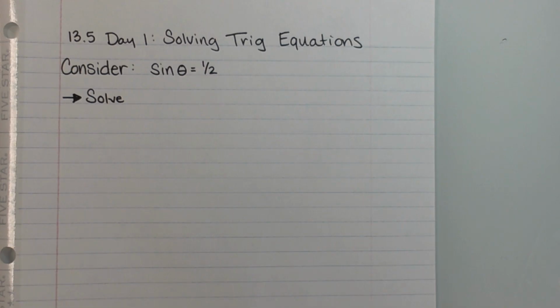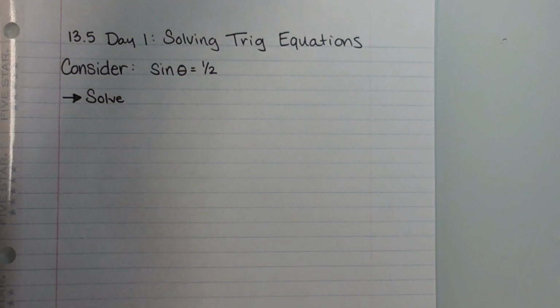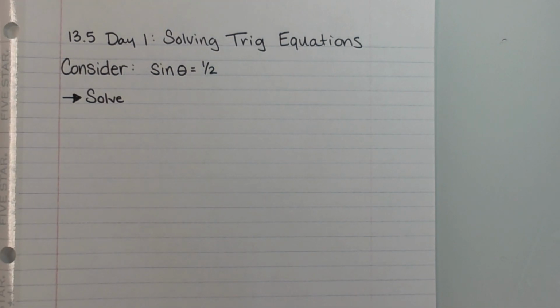Sine of theta is equal to 1/2. Let's say I wanted to solve. What's the variable in this problem? Theta. So I'm trying to find an angle. Hudson, how do I solve a trig equation for the angle?